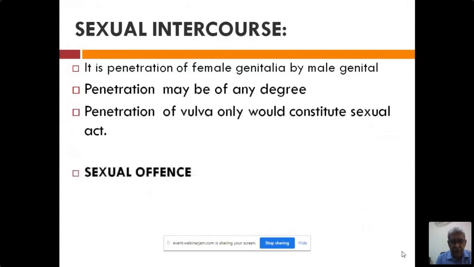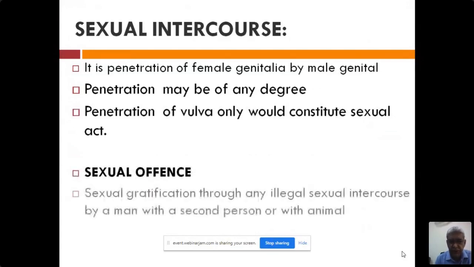What is sexual offense? Sexual offense is the sexual gratification through any illegal sexual intercourse by a man with a second person or with animals. It means the achievement of sexual gratification through any illegal sexual intercourse by a man with a second person or with an animal.